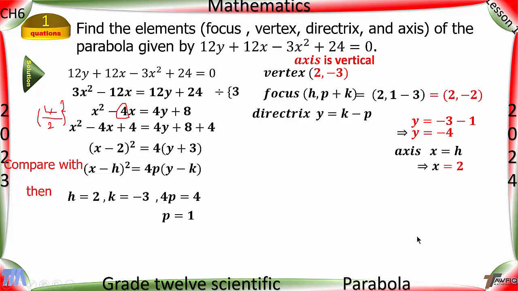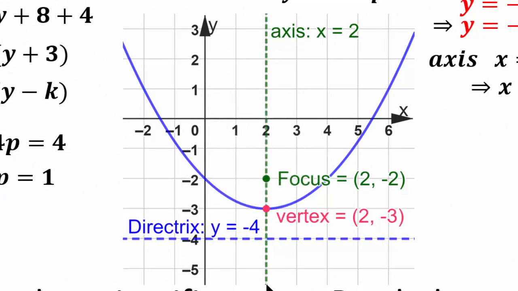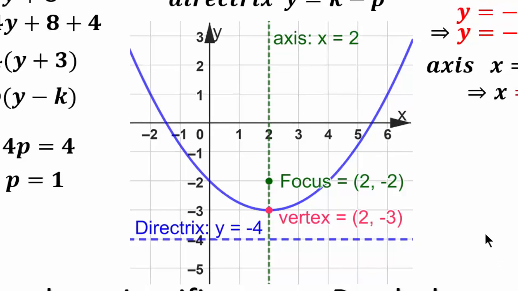If we draw the graph of this parabola, it's like this. As you can see, this is the axis, whose equation is x equals 2, and this one is the focus (2, -2), and this one is the vertex (2, -3), and this one is the directrix y equals minus 4.